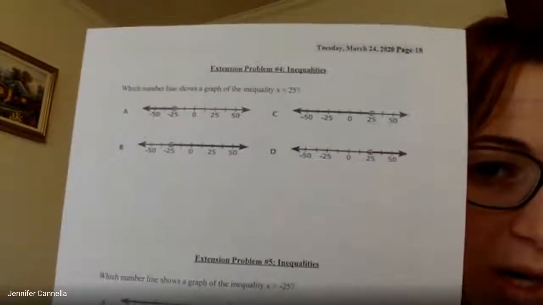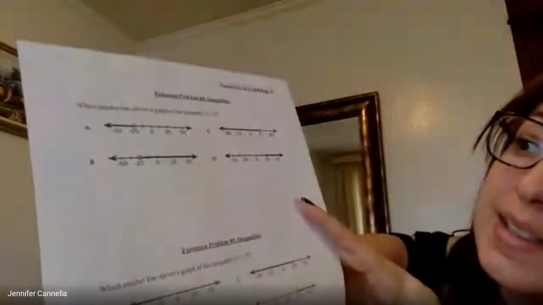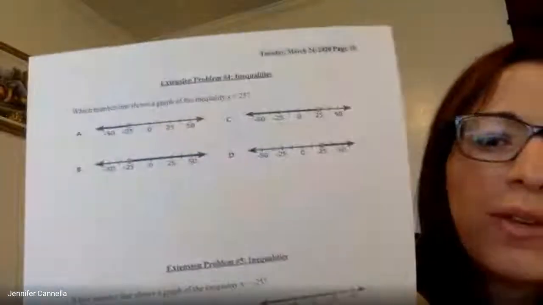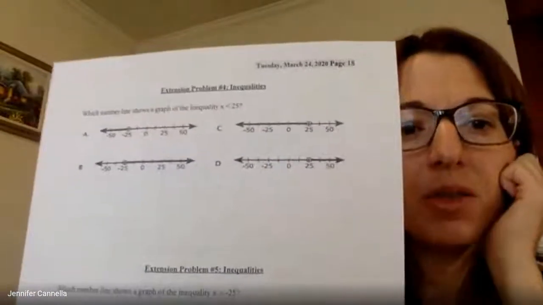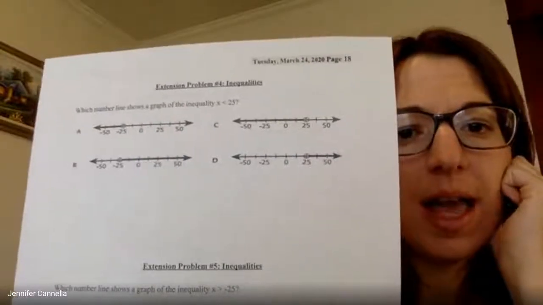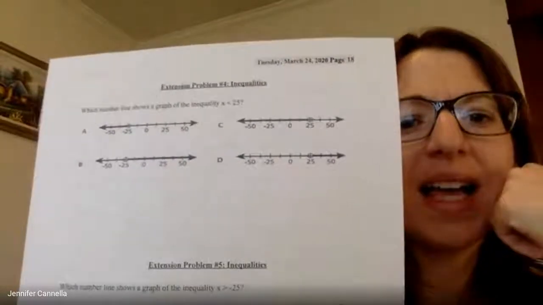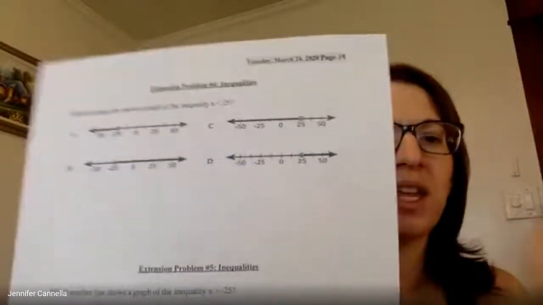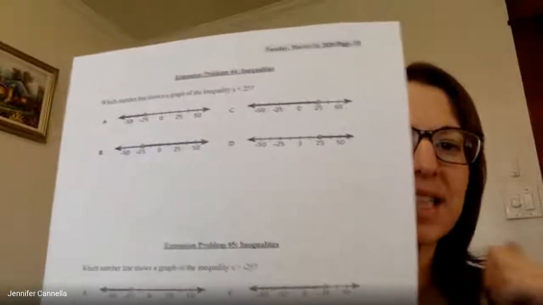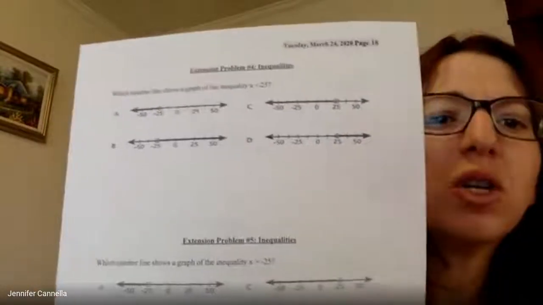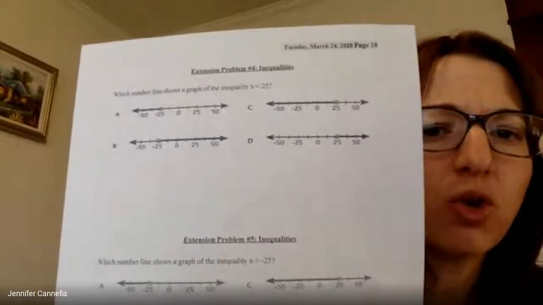Okay. Which inequality shows x is less than 25? So remember, on an inequality, any number to the right is going to be greater than 0. Any number to the left of 0 is less than. When they shade anything greater to the right, it is shaded. Anything to the left of 0 is less than. So let's look at this. There are two answers that we can cross off.